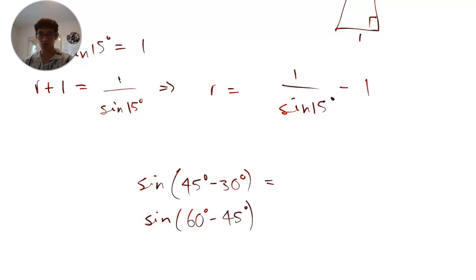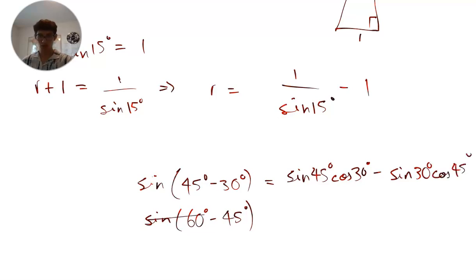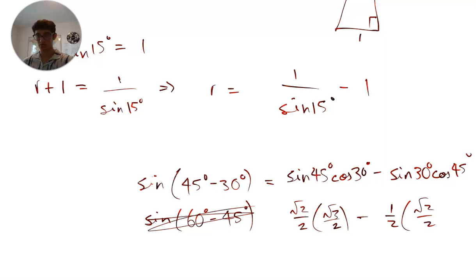But if you do it like this, you're going to get sine of 45 degrees, cosine of 30 degrees, minus, and just be a little bit careful with the signs here and just make sure you remember the formula correctly. Oops. Yeah, like I almost screwed it up here. Anyway, now ignore this. What do we get here? We get root 2 over 2 times root 3 over 2, minus 1/2 times root 2 over 2.